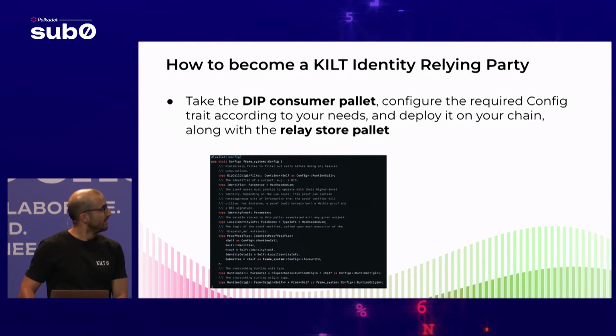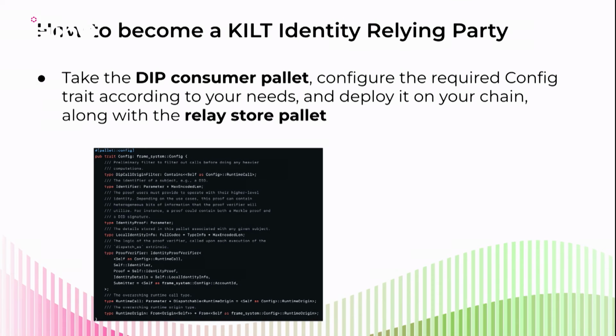And this is how, well, it's not very readable, but this is how the provider pallet looks like. You have an origin filter, so you can specify which calls can go through the DIP protocol and which calls don't really care about DIP. You can specify what is the type of your identifier, what is the format of the proof. That, again, is agnostic over the protocol.